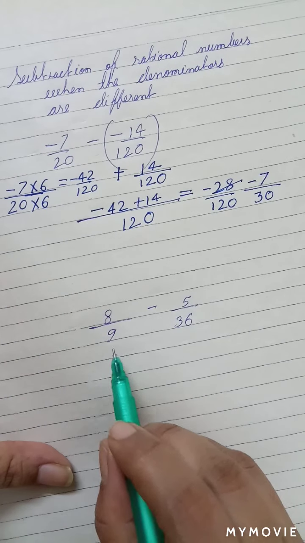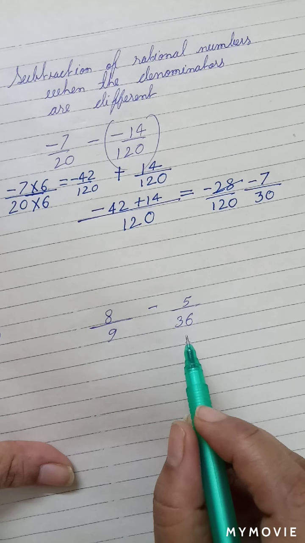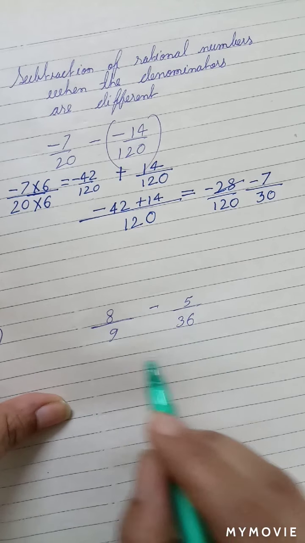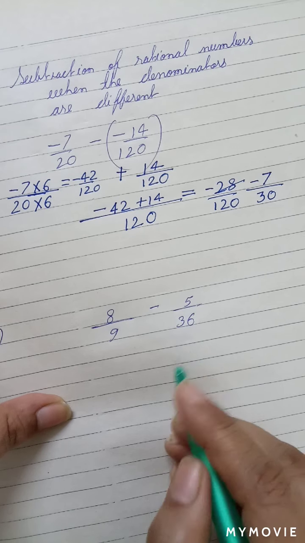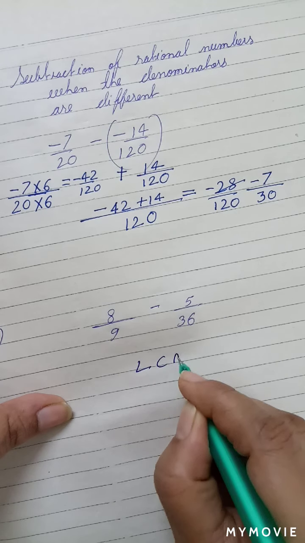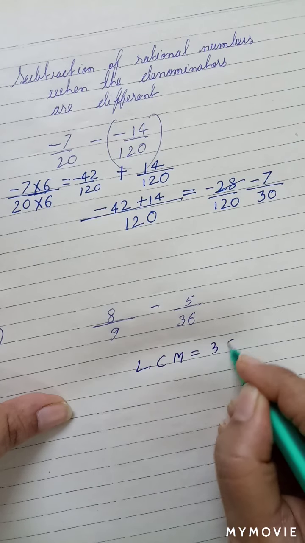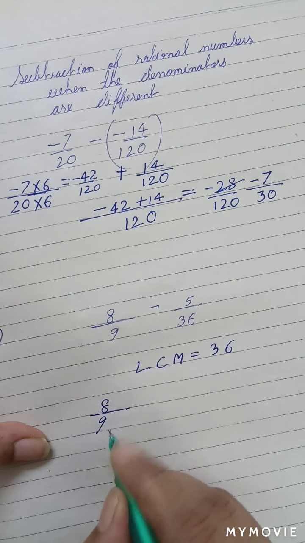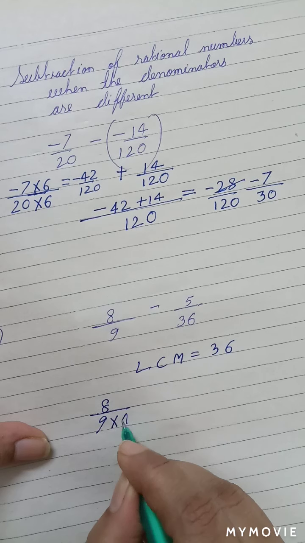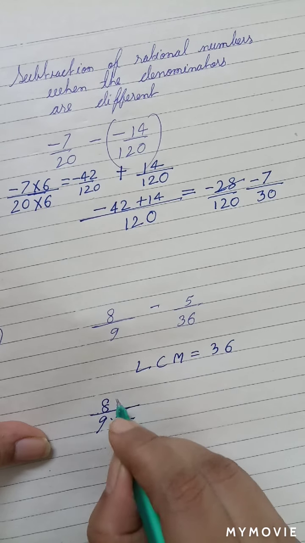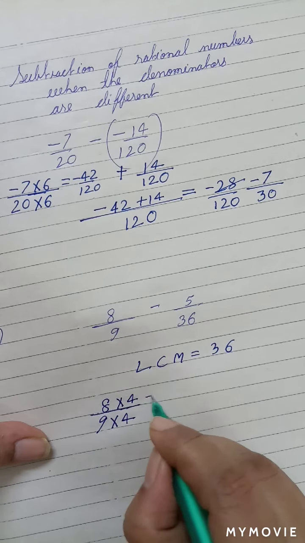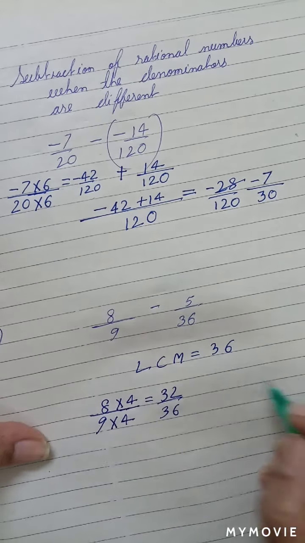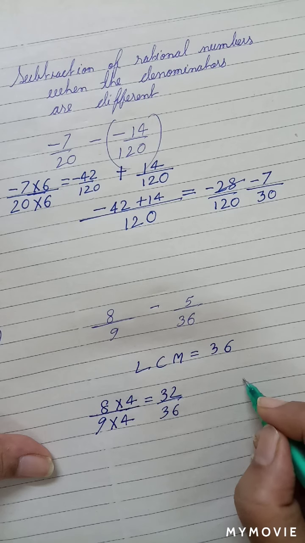Here also, we will convert it to the same base. We have 9 and 36, and 9 is a factor of 36, so the LCM is going to be 36. Now let's do it quickly. Let's multiply 4 to 9 so that we get 36, and we have got 32 by 36. And this number will remain unchanged.